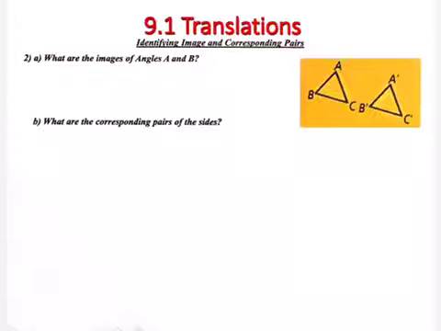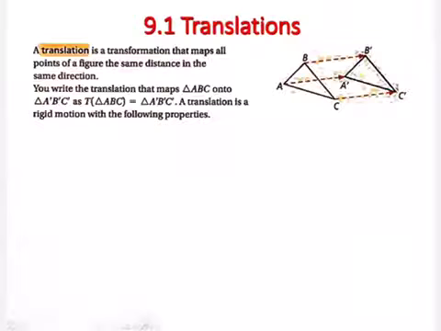Here they practice the same idea, but we're pretty good at this, so we're going to go ahead and skip this. We should know that the angles, in this case A and B, would go to A prime, B prime, and you're just matching up the matching pieces.